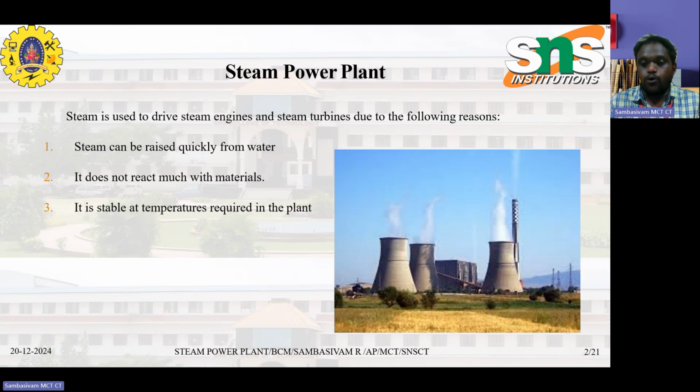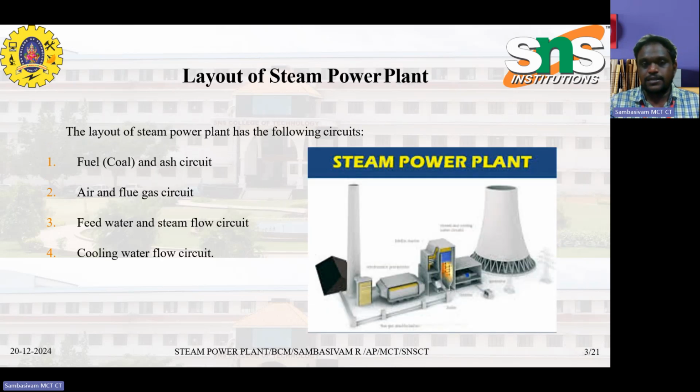So when the water is boiled, we can generate the steam accurately and according to our requirements. It is also stable at the temperatures required. So the steam power plant is the most important generation we have used in recent industries.